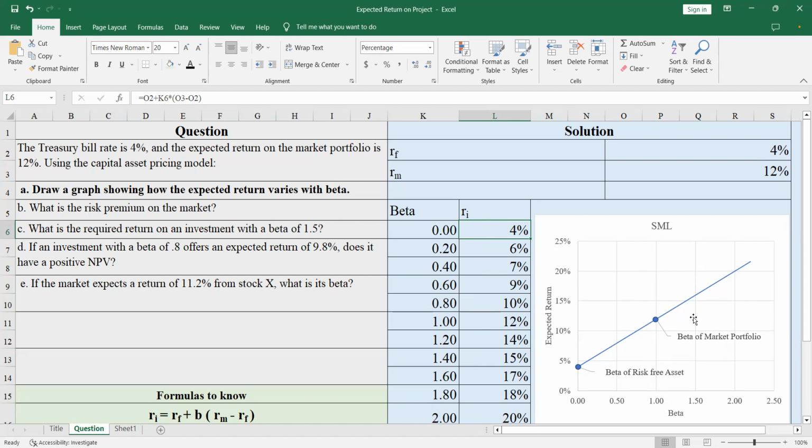Since it's a linear relationship, even if you only calculate two values, beta of risk-free asset and beta of market portfolio, connect them and extend that line for all the betas you have in your domain, you can make the security market line. This is the question that was asked, relationship between beta and expected return. All you have to do is use the CAPM formula to do this. You just need a minimum of 2 points to draw this line.